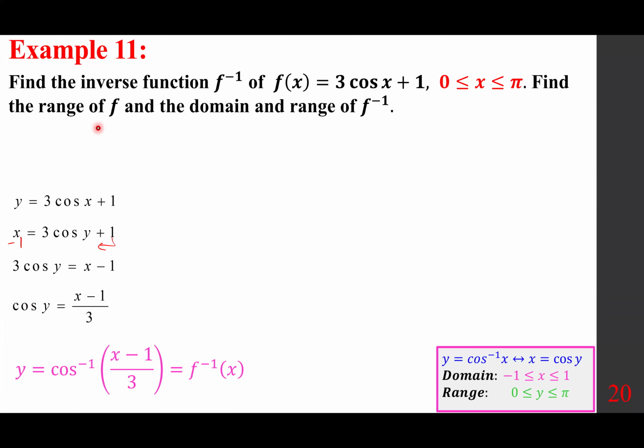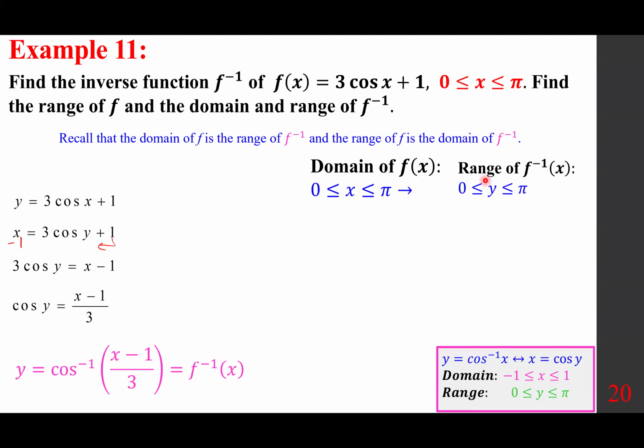Now we want to look at the domain and range. The domain given for f of x is 0 to pi. That means the range for f inverse must be the same thing. Of course, in this case, x is between 0 and pi. In this case, y is between 0 and pi. And of course, the endpoints are included in the case of sine and cosine, okay? Not in the case of the tangent. And so the domain of f inverse, if you look at this one, has to be between -1 and 1, right?